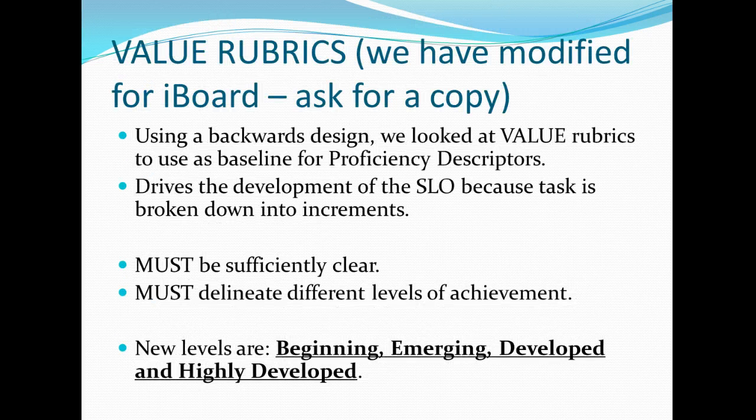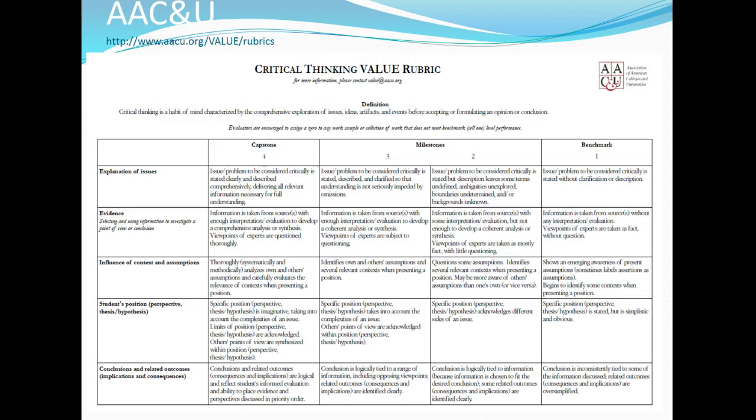We are going to use value rubrics, the value rubrics by AAC&U, to base our proficiency descriptors on. We're basically using kind of a backwards design. We looked at those value rubrics and we have a baseline document for the proficiency descriptors. This drives the development of the SLO because the task is broken down into increments. It has to be clear and it has to delineate the different levels of achievement. So the new levels are beginning, emerging, developed, and highly developed.